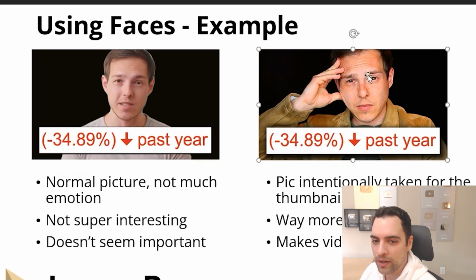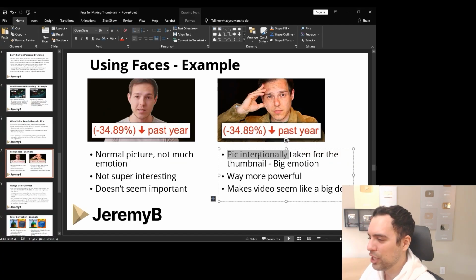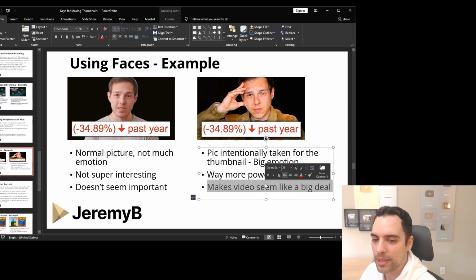Nothing's really going on. But here, he looks like his dog died, or like his sister just got cancer, like he's the most devastated person ever, right? He's like crying. And the key here really is the picture is intentionally taken for the thumbnail to have big emotion, seems way more powerful, and overall just makes the video topic seem like a big deal.